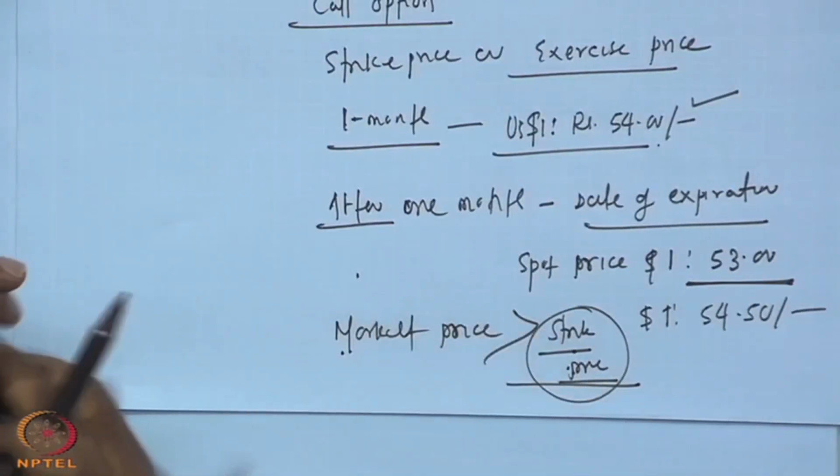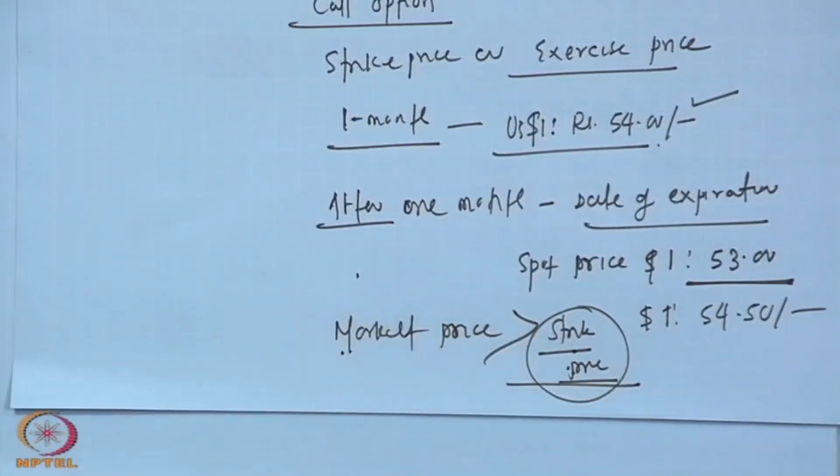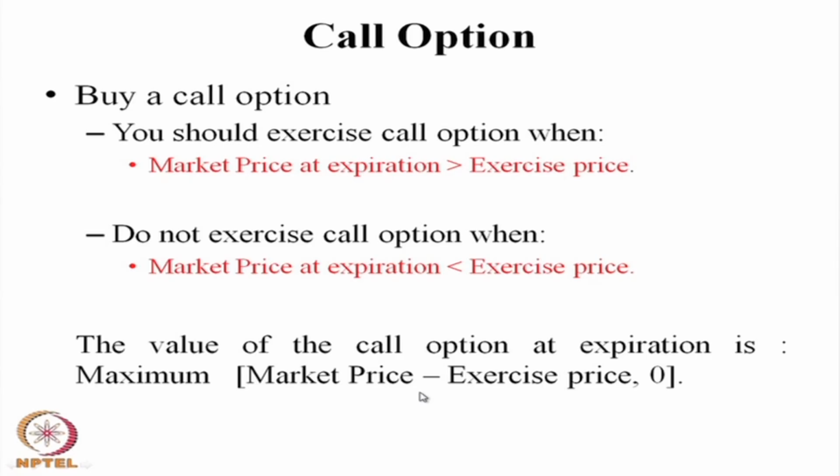What is the value of the call option? The value of the call option is the market price minus the exercise price. For example, suppose the market price is 54.50, but your contracted price is 54, the call option value is 50 paisa per dollar. So this is the call option buyer.